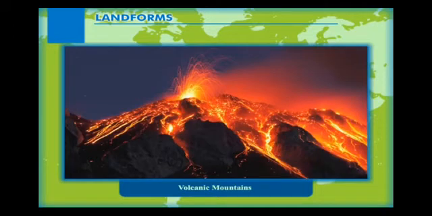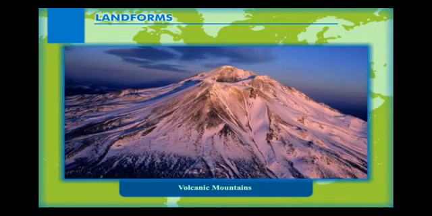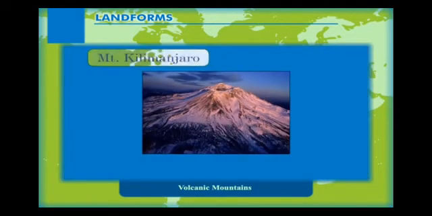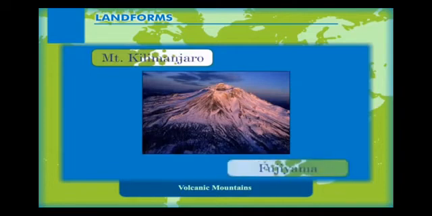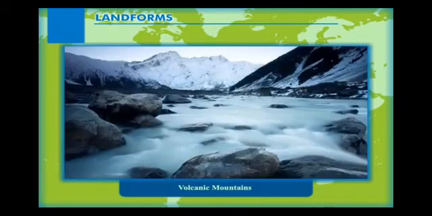Next one is volcanic mountains. Whenever an eruption occurs, the lava comes out and spreads around the volcanic pipe. With the passage of time, this lava solidifies and gives rise to volcanic mountains. Mount Kilimanjaro in Africa and Mount Fujiyama in Japan are examples of this type.